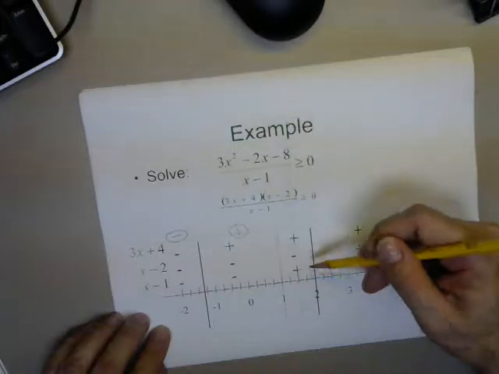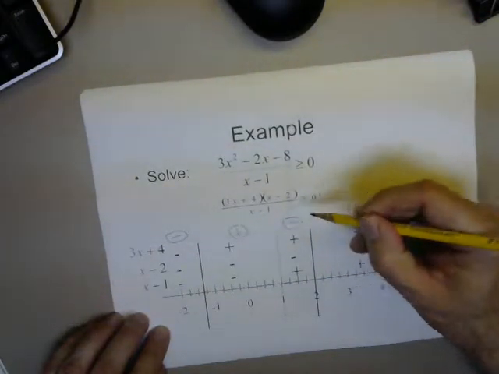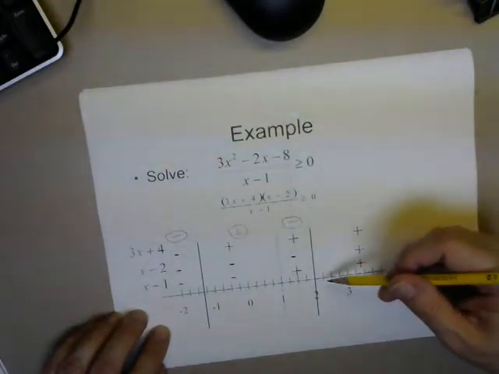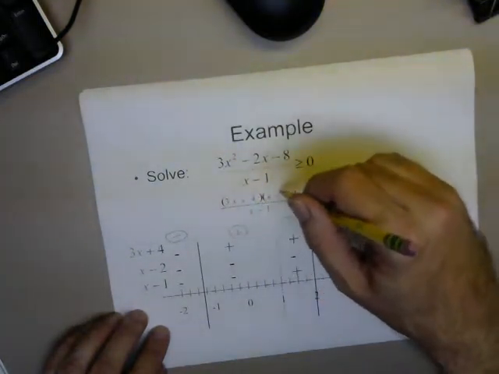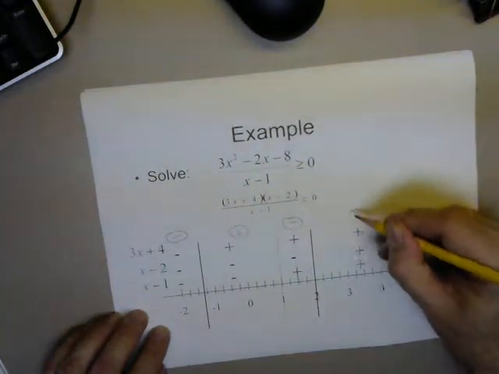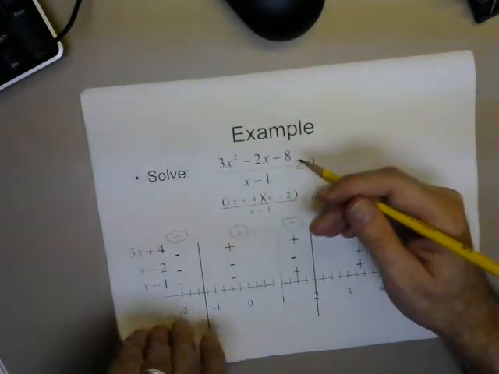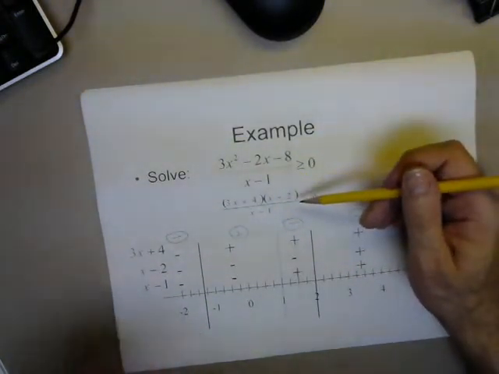Similarly here, between 1 and 2, pick some number. That'll make the height of the function negative. And then finally pick some number to the right of 2, like say x equals 3 or 4. All these factors will be positive, so this fraction will be positive. And then again, pick the regions that solve the inequality.